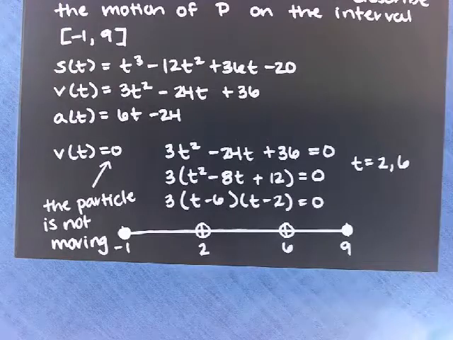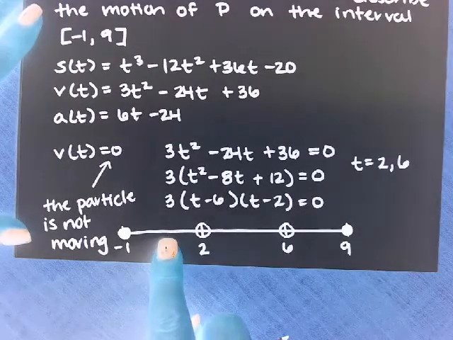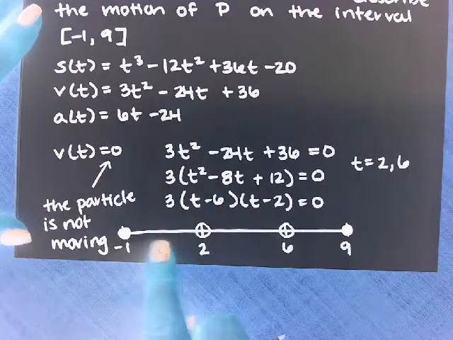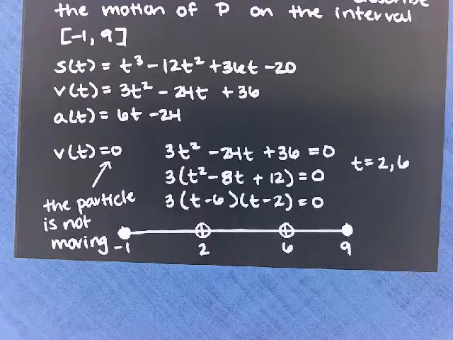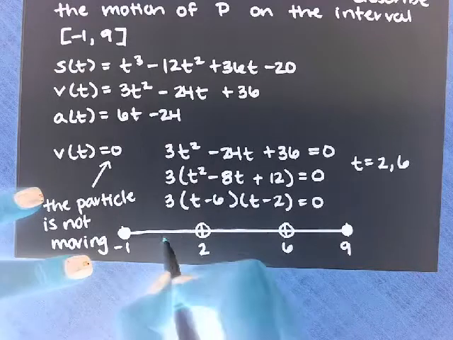Okay, so what I need to do now is pick a number that's between -1 and 2. What is a number that falls between those? 1. Okay, so I'm using the number 1.